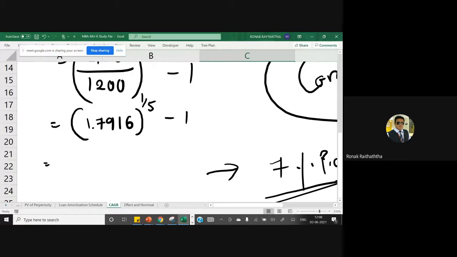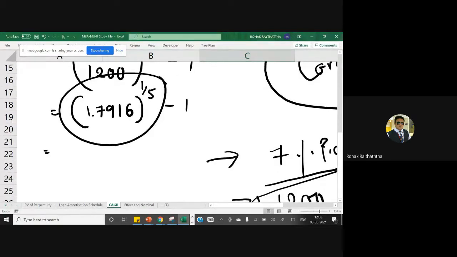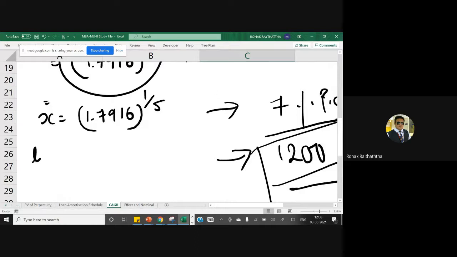Okay, equal to, you may just assume this value as x. We'll be taking the logarithm for it now, and Excel has a very simple formula to do this, but we are doing it manually, and we are assuming that we do not have a scientific calculator either, so we'll be taking the log of it. So x equals 1.7916 raised to 1 divided by 5. Take log on both sides.